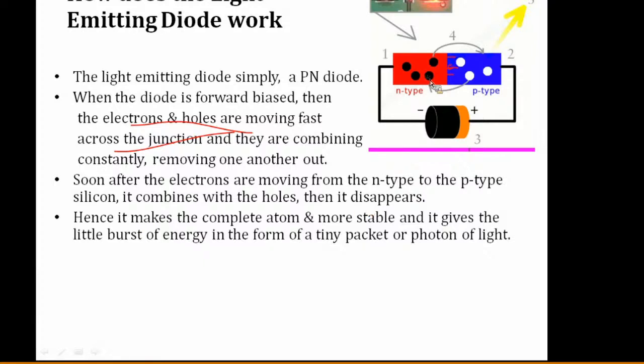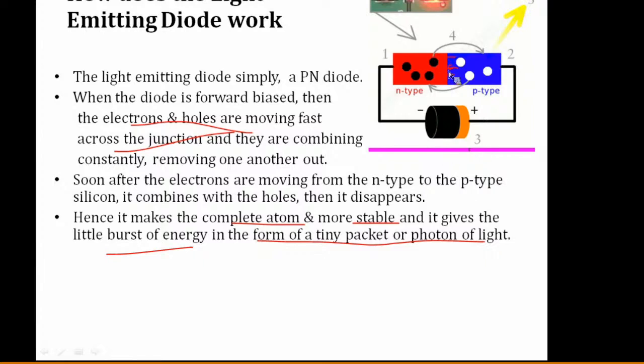Now what will happen? If the electron is moved to the P side region, it is recombined with the hole. After recombining with the hole, immediately this electron will disappear. After recombination takes place, what is going to happen? The electron is going to disappear because the recombination takes place. Hence, it makes the complete atom more stable, and it gives a little burst of energy in the form of a tiny packet of photon of light.